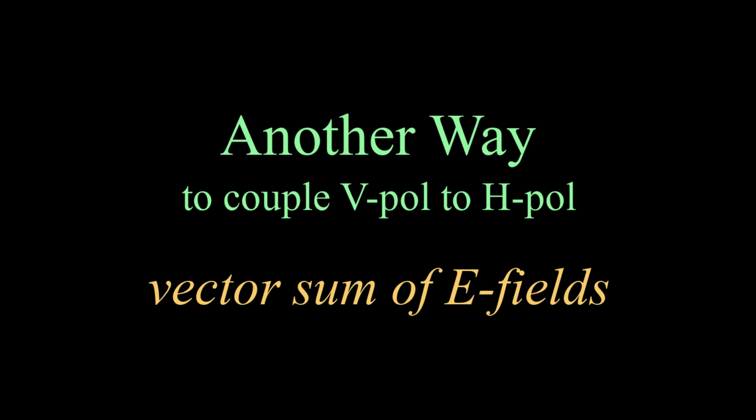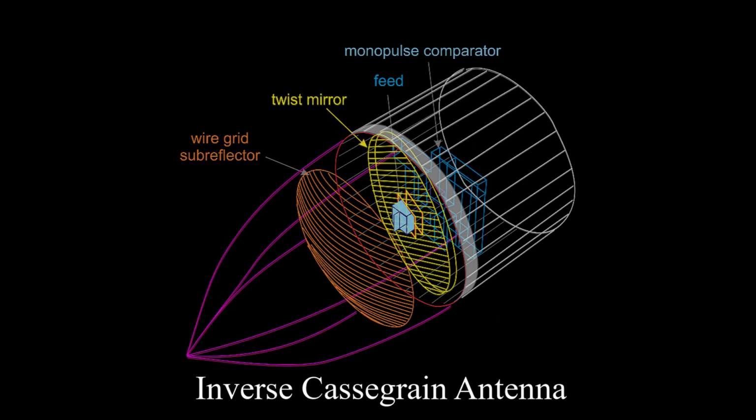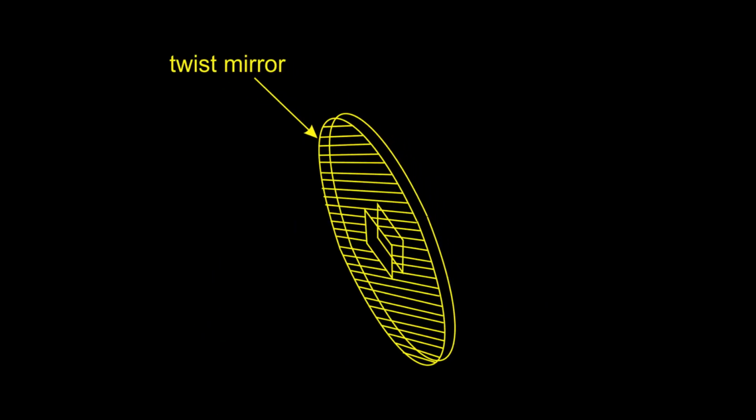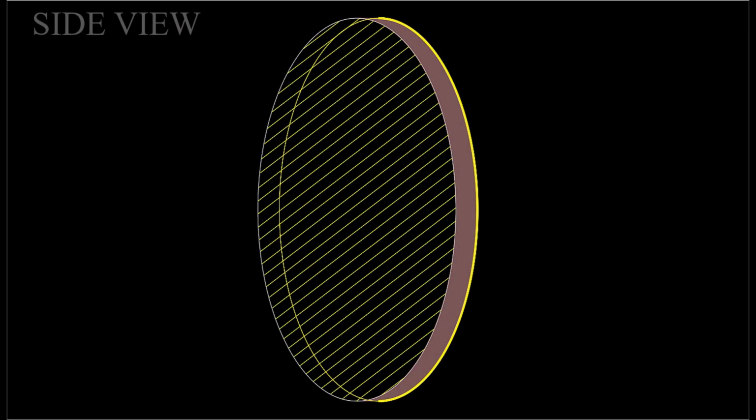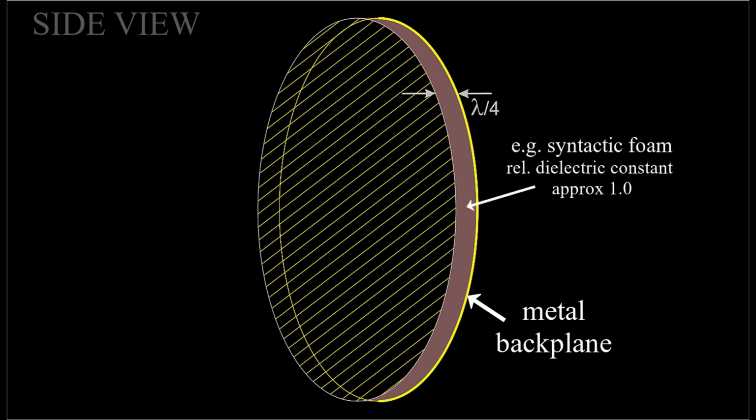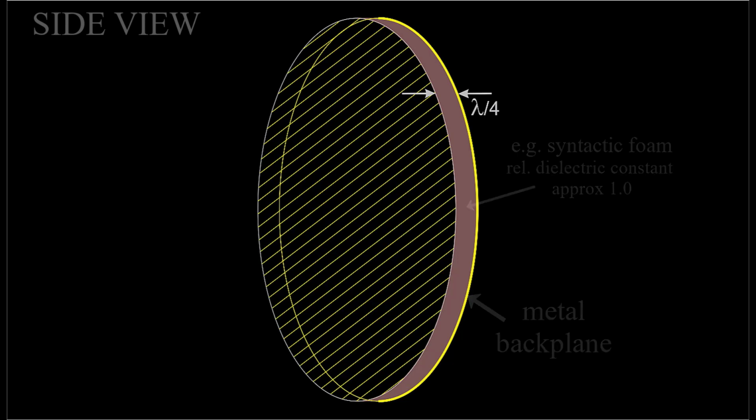Now, as a separate mechanism, polarization twisting can happen when two reflections combine coherently such that the path difference is, for example, 180 degrees. This is how a twist mirror works in an inverse Cassegrain antenna. A twist mirror converts polarization from one plane to the other plane. It has wires at 45 degrees in front of a metal backplane, and the distance between the wires and the backplane is a quarter wavelength measured in the dielectric material between the wires and the backplane.